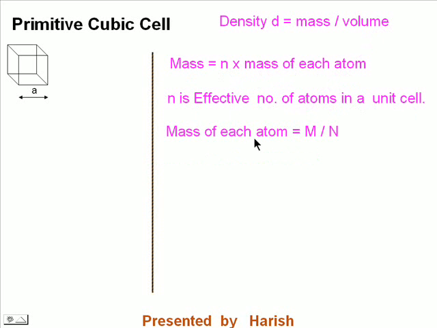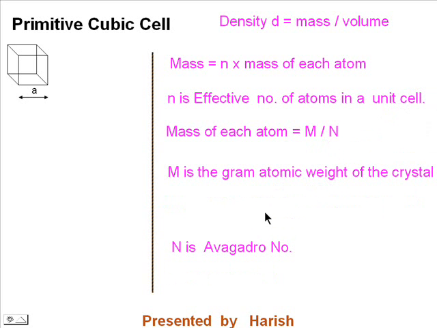And mass of each atom, how do we get it? We don't talk about mass of one particular atom. We talk about mass of 1 mole of atoms. So if you want mass of 1 atom, you have to divide that with Avogadro number. So m is the gram atomic weight of the crystal, N is Avogadro number, and the density becomes n into m by V into N. So V is the volume.